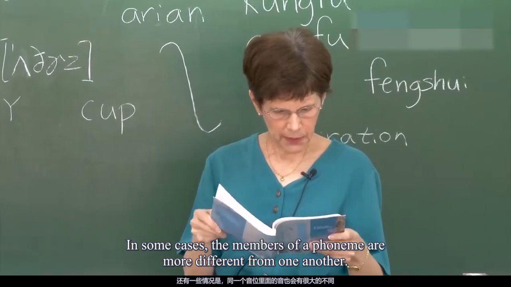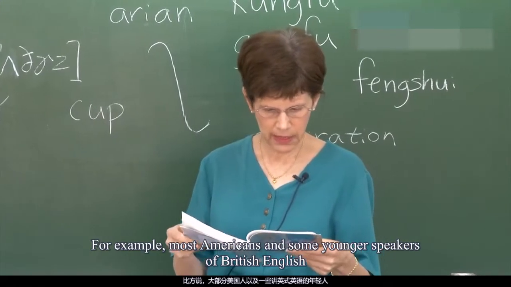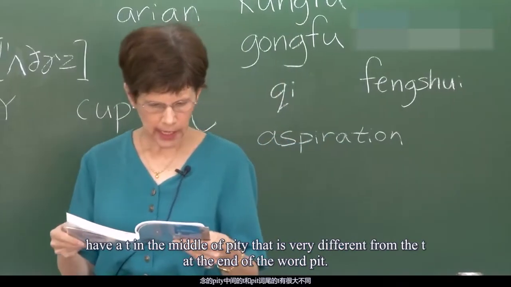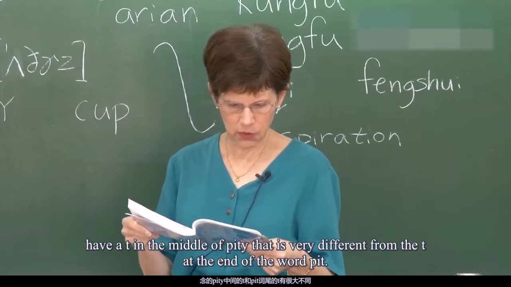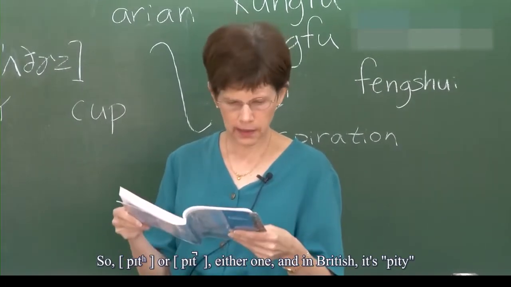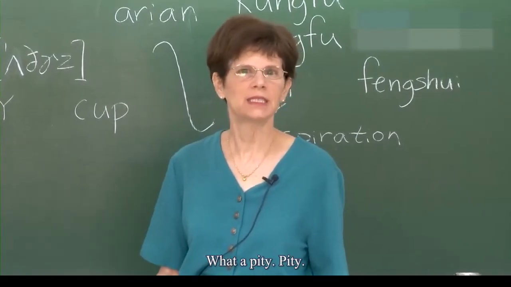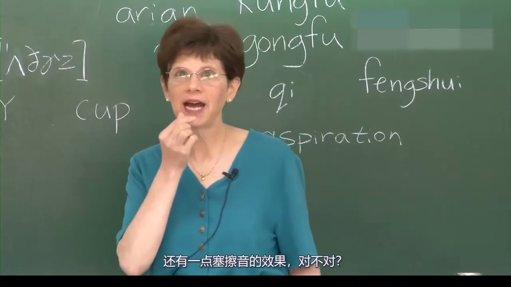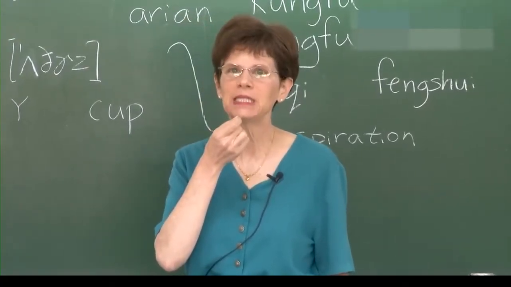In some cases, the members of a phoneme are more different from one another. For example, most Americans and some younger speakers of British English have a T in the middle of pity that is very different from the T at the end of the word pit. So pit or pit, either one. And in British, it's pity. Well, it's a pity, pity. 还有一点色差音的效果，对不对？不是 pity, it's pity.